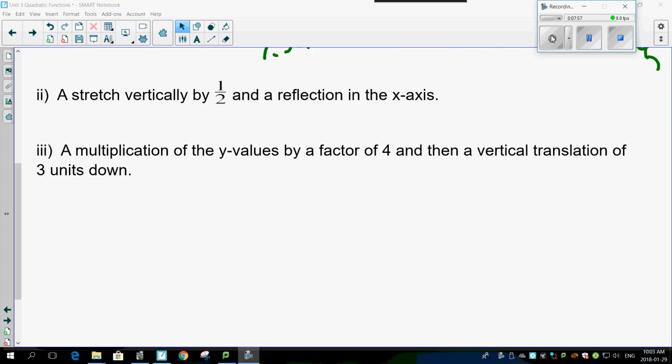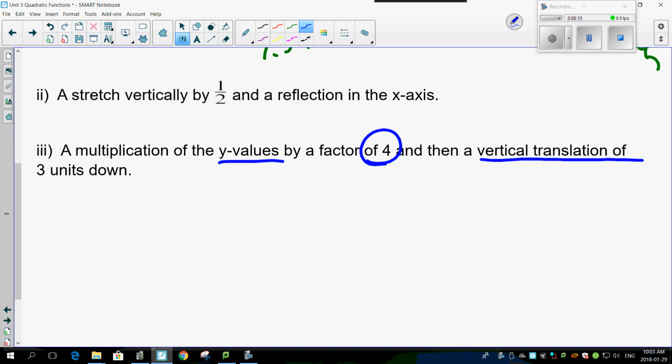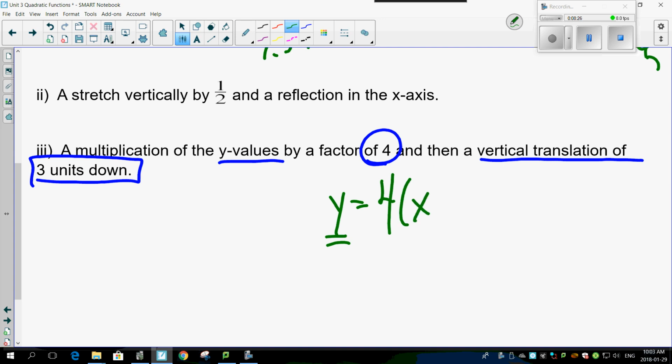All right, so take a look at the last one. This is really, really interesting. Read what it says. It says a multiplication of the y values by a factor of 4, and then a vertical translation of 3 units down. Okay, so let's interpret this. We're multiplying the y values by a factor of 4. Wait a second, that means our original y has now got a factor of 4 in front of it, because it's going to take all our old values, which are just plain old x squared, and multiply them all by 4.